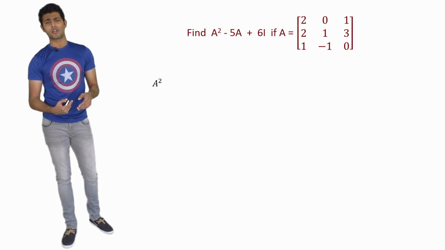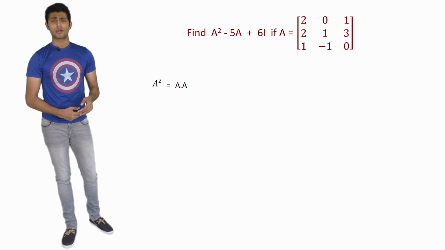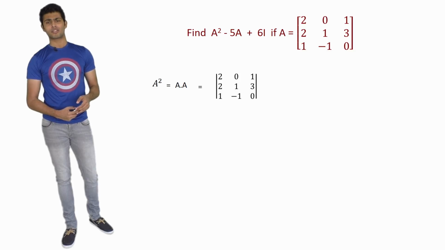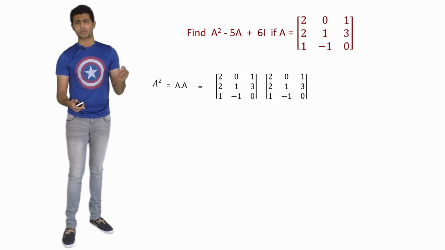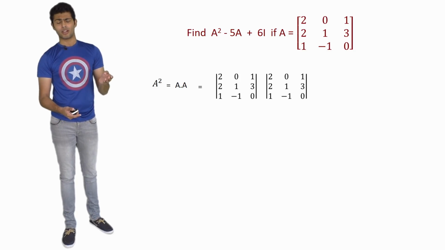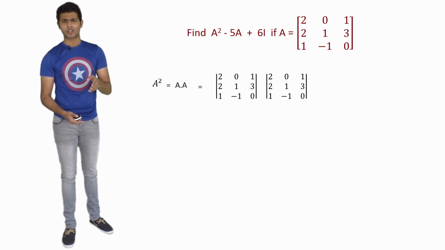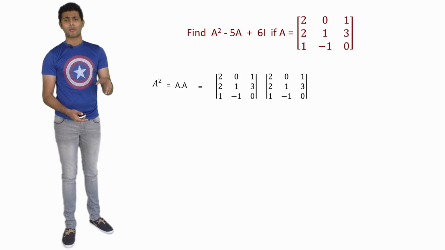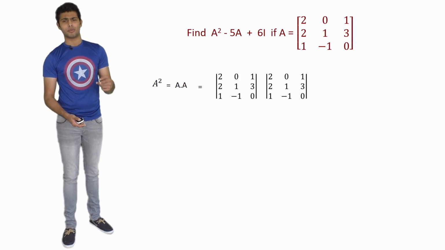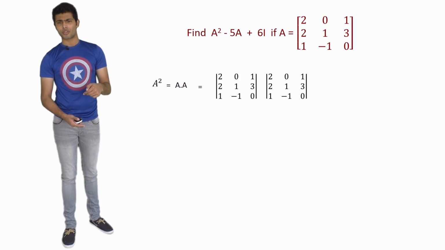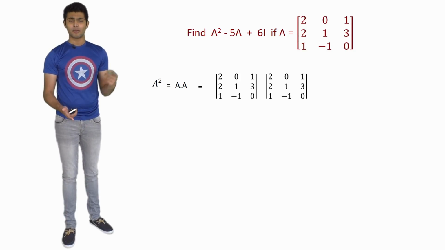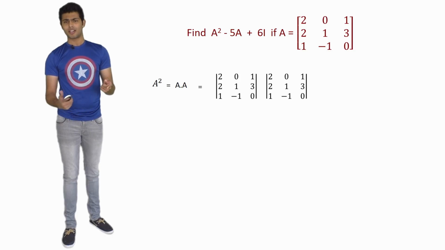We know A squared is equal to a matrix times a matrix, so we're just going to substitute the value of the A matrix over here and multiply it. When you're multiplying two matrices, you take the first row from the first matrix and the first column from the second matrix, and by multiplying and adding we get the first element. To get the second element, we multiply the first row of the first matrix and the second column of the second matrix, and for the third element we do the first row of the first matrix and the third column of the second matrix.